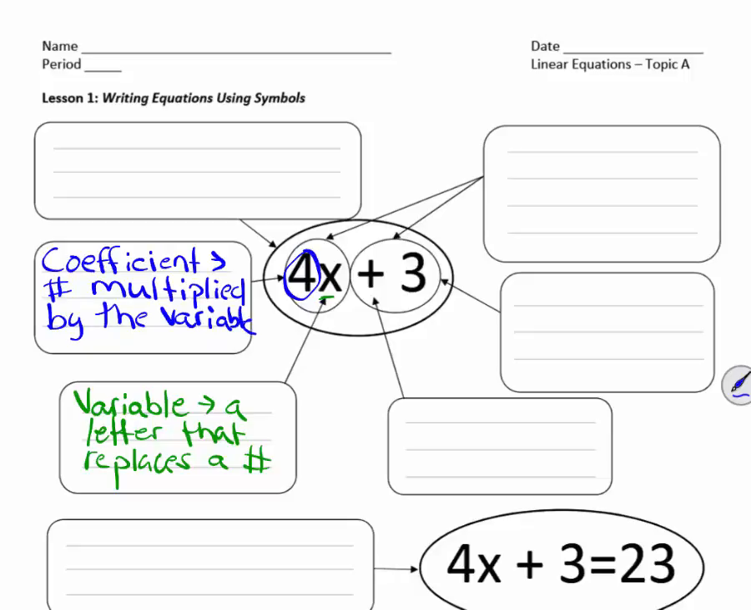Okay, then over here we have our 3. I'm going to box out the 3 here. And the 3 is called a constant. And it is, I'm going to call it a plain number, meaning no variables with it.